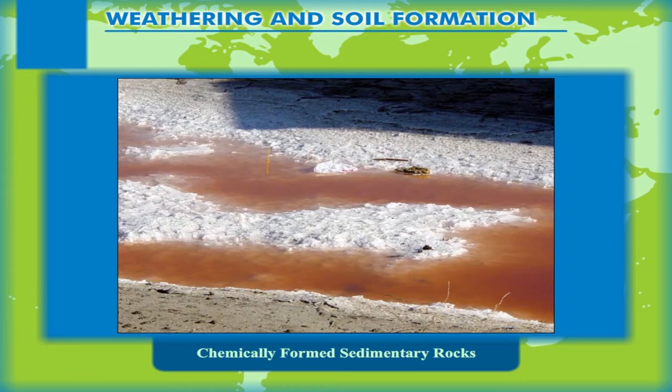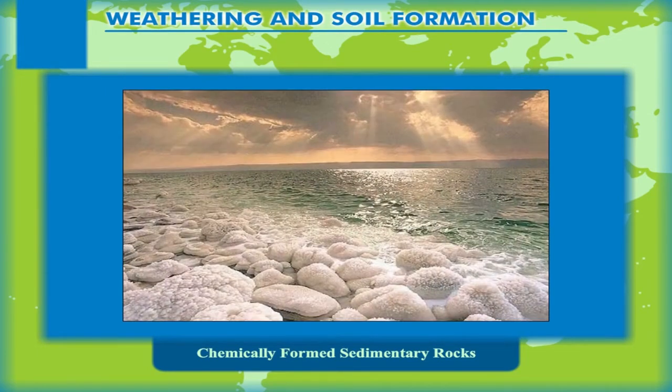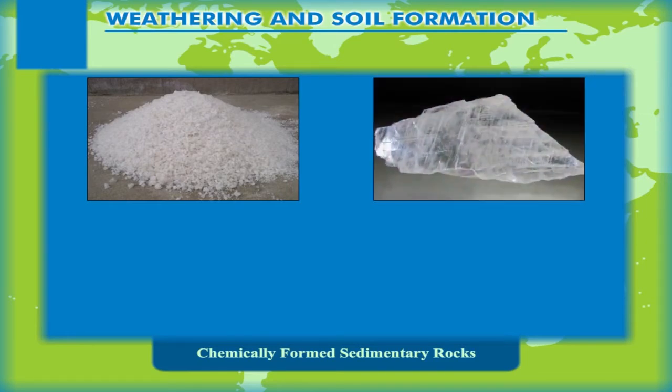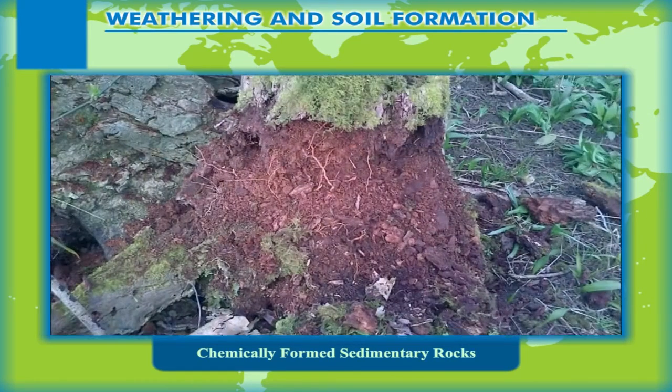Chemically formed sedimentary rocks. They are formed by the process of evaporation of water containing mineral salt in solution. In deserts or shallow lakes, water evaporates, leaving behind a layer of salts. These salts get consolidated into sedimentary rocks. Examples of such rocks are common salt, gypsum, and potash.